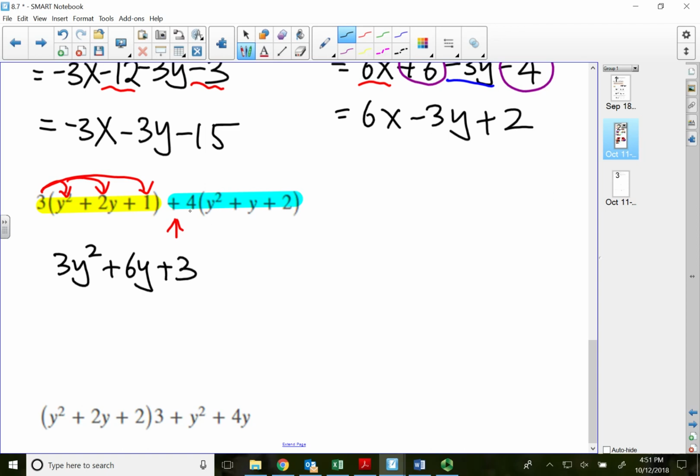All right, my second term in blue, distribute: positive 4 times y squared is positive 4y squared. Then positive 4 times positive y is positive 4y.